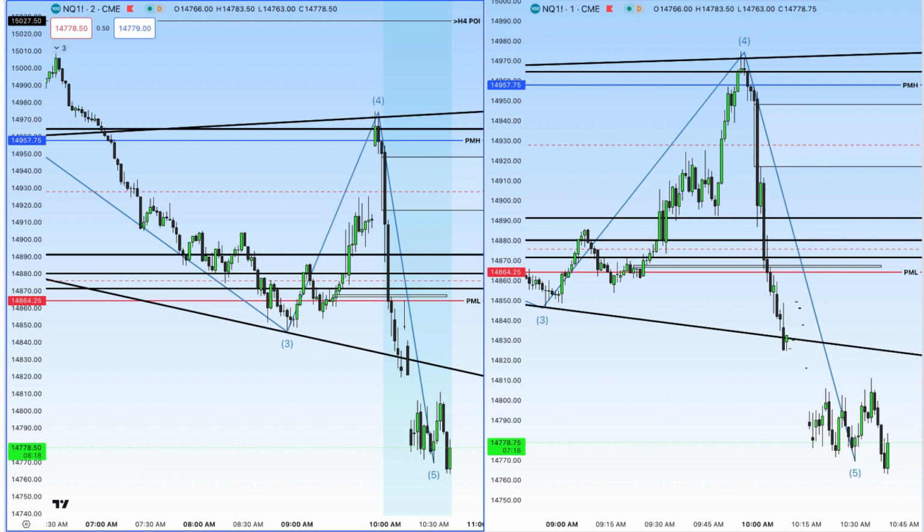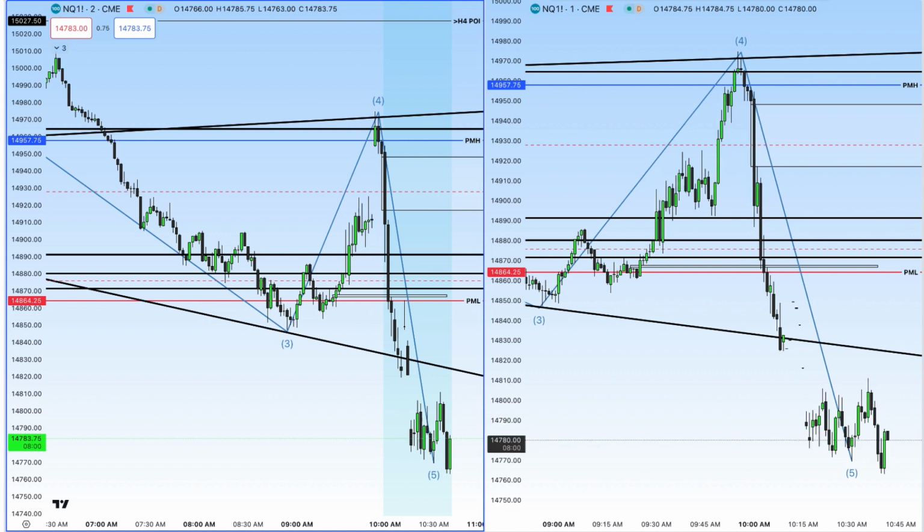Now, after the 1 through 5 waves, there's an A, B, C correction, and that really signals a reversal. I am actually bearish on this day because I don't trade the Elliott wave at all. I'm drawing this out to see what other participants in the market might be looking at this move as.